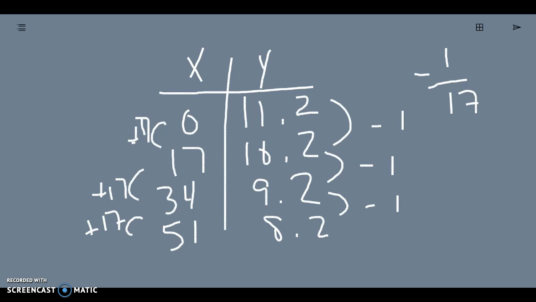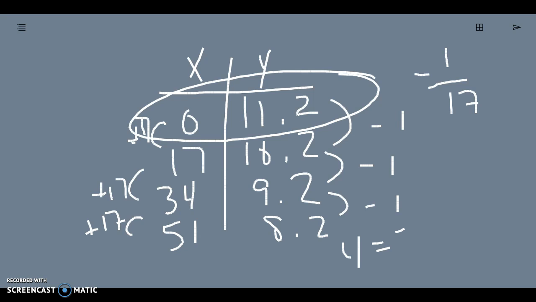So if I was to put this in, and this is just like example 4, if I was to put this in equation form, I can use this as my y-intercept, because when x equals 0, that's my y-intercept. So I can say my slope is negative 1 over 17 x, there's the slope, plus 11.2. Okay, so there's my equation. And so there is a constant rate of change. It is linear and it's decreasing. Let's look at it on my graph.